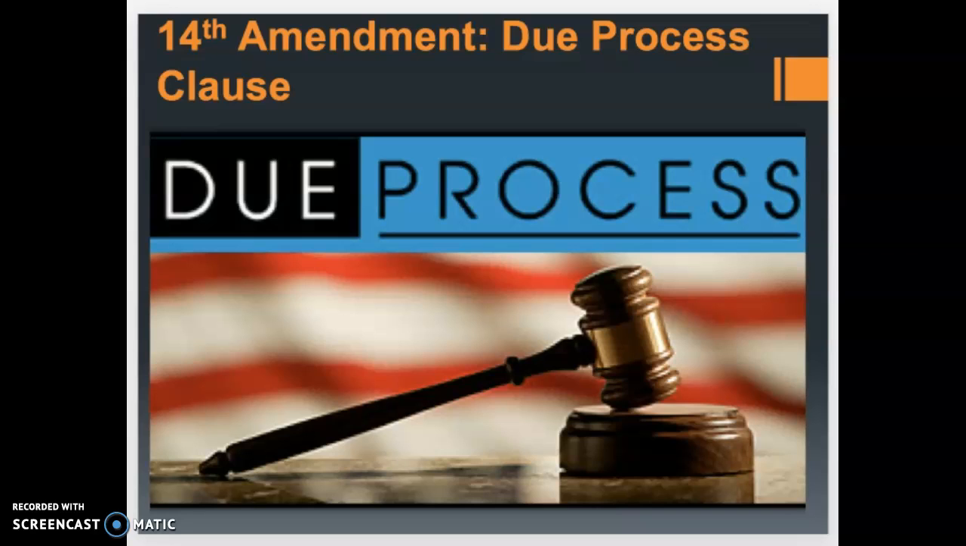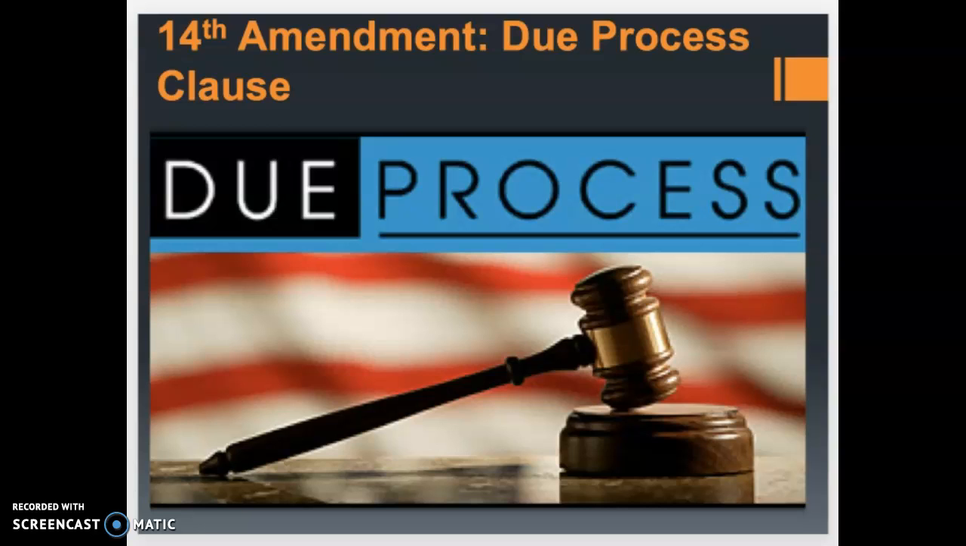The 14th Amendment included many clauses, including the Due Process Clause and the Equal Protection Clause. Today we're going to look at the Due Process Clause. When Congress and the states adopted the 14th Amendment and its Due Process Clause, it stated, "Nor shall any state deprive any person of life, liberty, or property without due process."